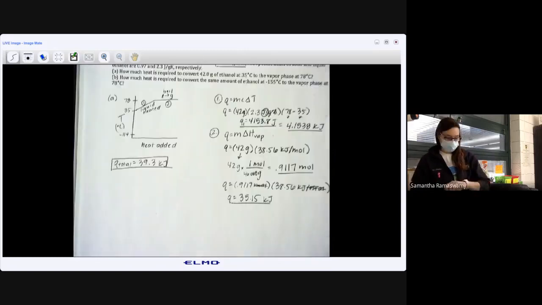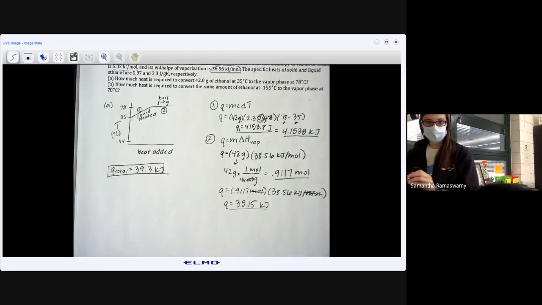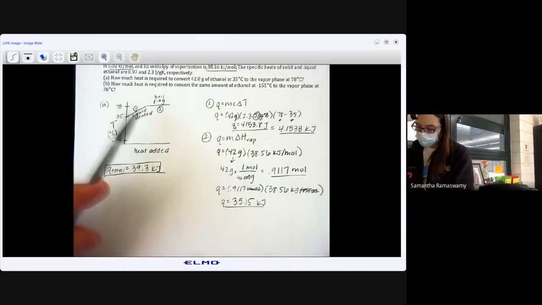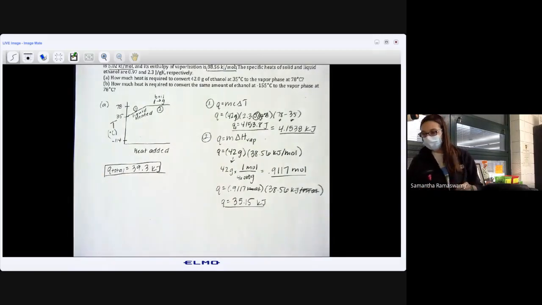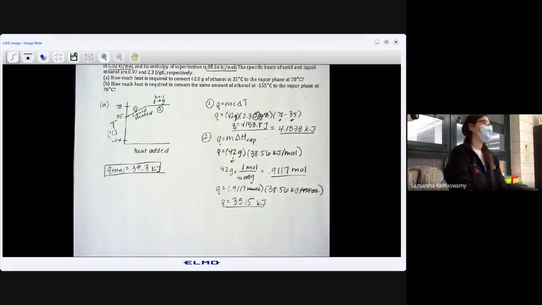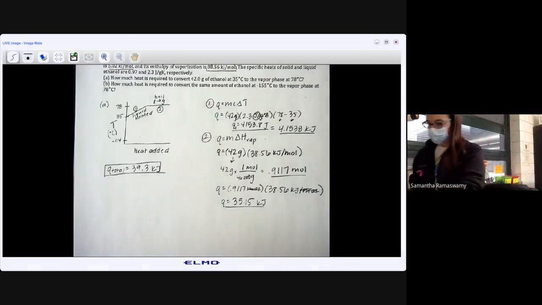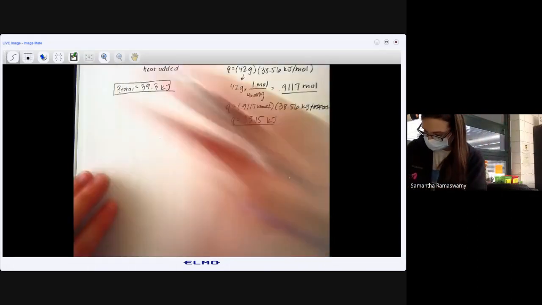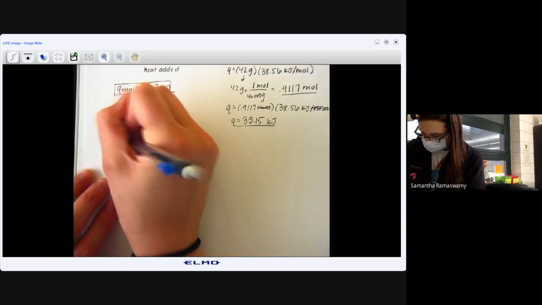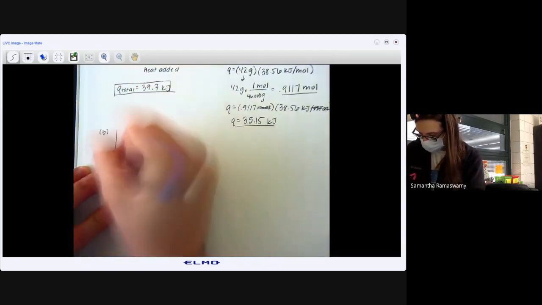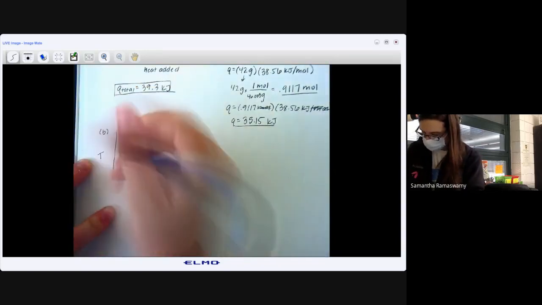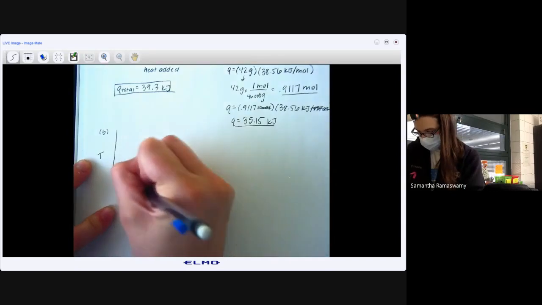So if we look at part B, we should be able to get part B done before the bell rings. How much heat is required to convert the same amount of ethanol at negative 155 degrees Celsius to the vapor phase at 78 degrees Celsius? So let's draw our heating curve. Temp, heat added.